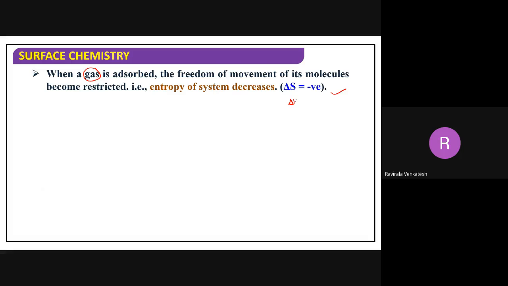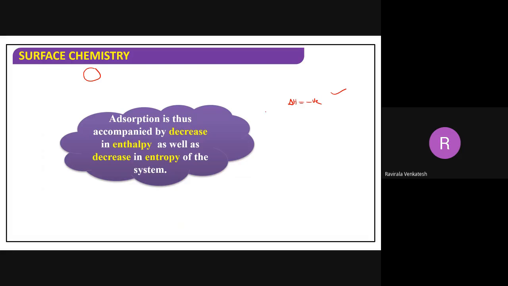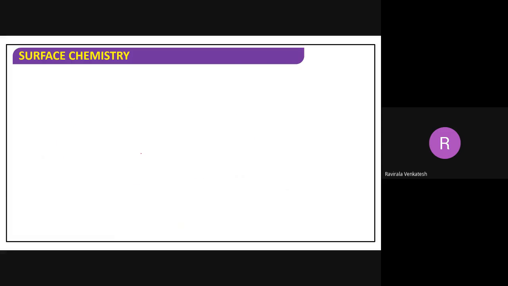Delta H is what here? Exothermic process, negative here, isn't it? Delta S is negative. Both are negative: entropy is negative and enthalpy is also negative. Both are decreasing. Entropy is decreasing, enthalpy is also decreasing.